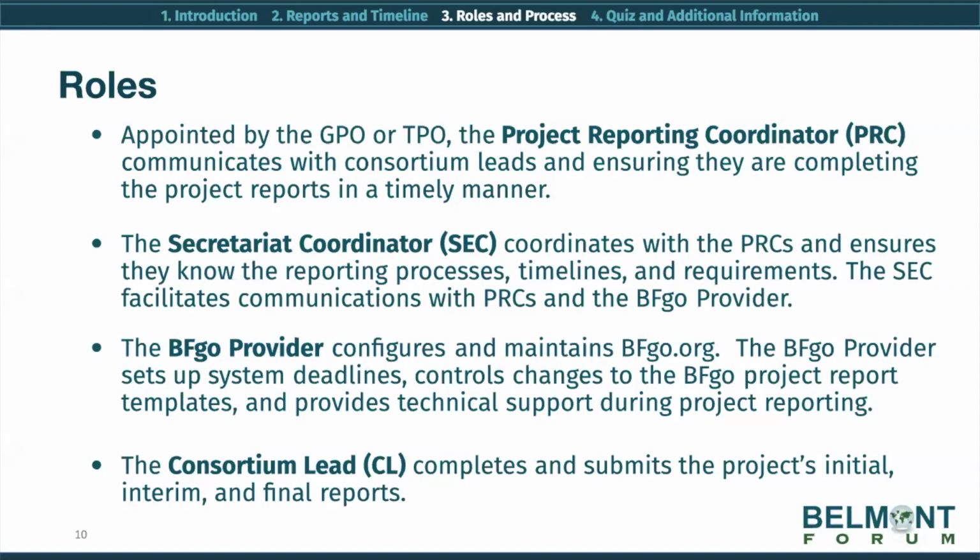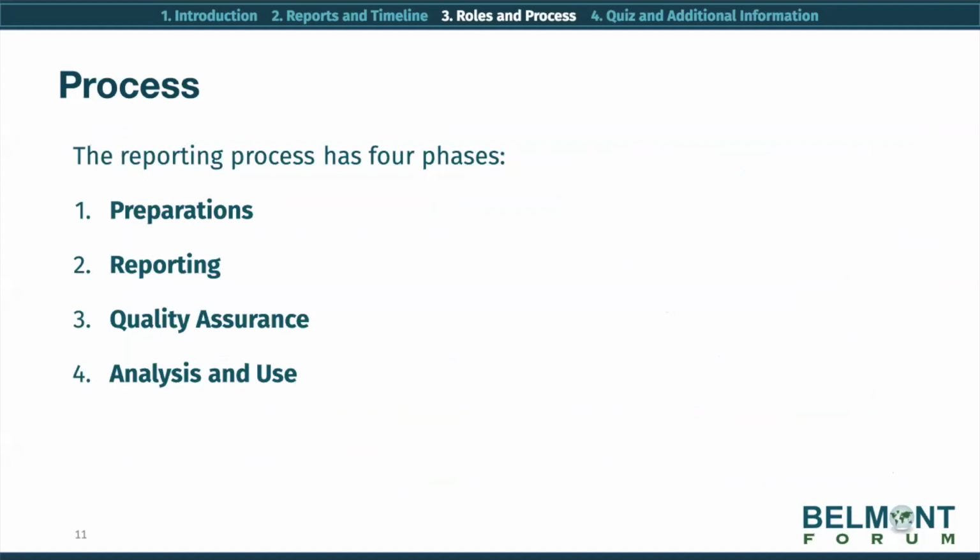The BFGO provider configures and maintains bfgo.org. The BFGO provider sets up system deadlines, controls changes to the BFGO project report templates, and provides technical support during project reporting. The consortium lead completes and submits the project's initial, interim, and final reports. The reporting process can be broken down into 4 phases: preparations, reporting, quality assurance, and analysis and use.